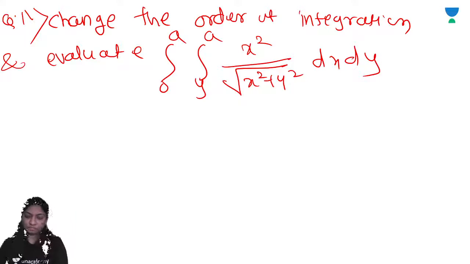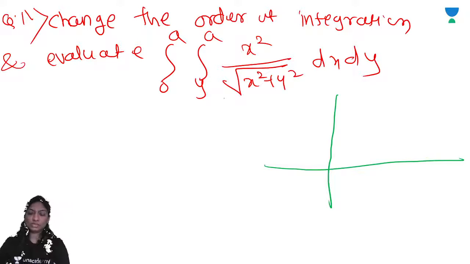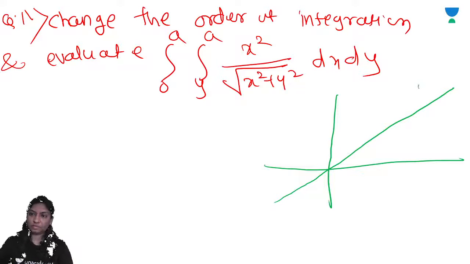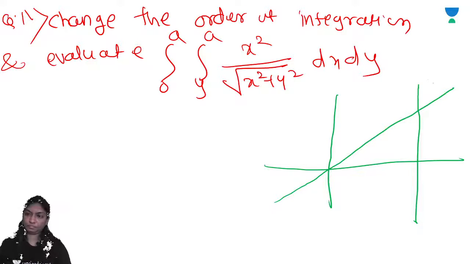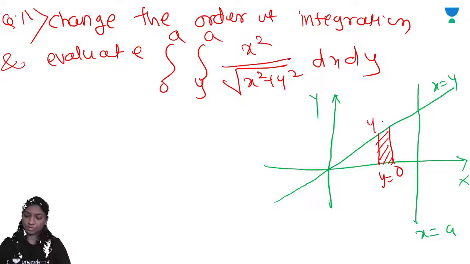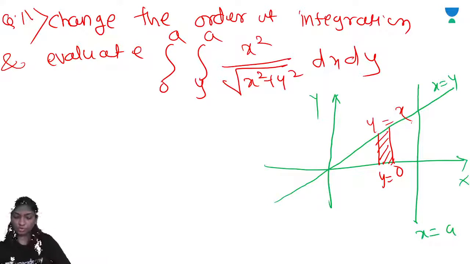Now let's see. Here first we'll draw the diagram. Here the curves are x is equal to y and x is equal to a. Now draw the strip parallel to y-axis. Y is varying from 0 to y is equal to x, right? Y is varying from 0 to x.